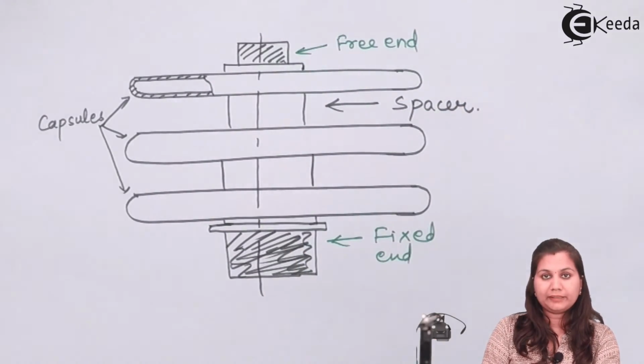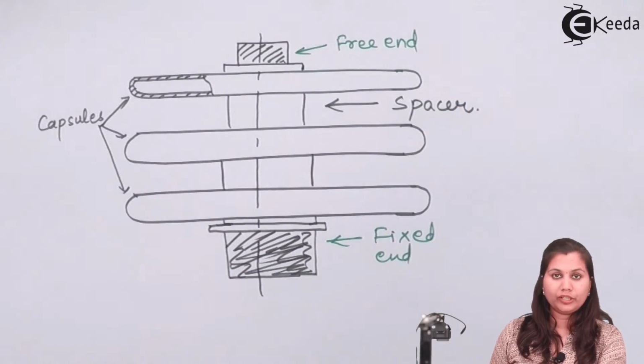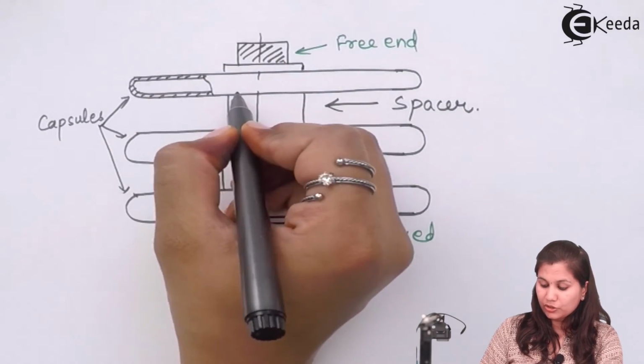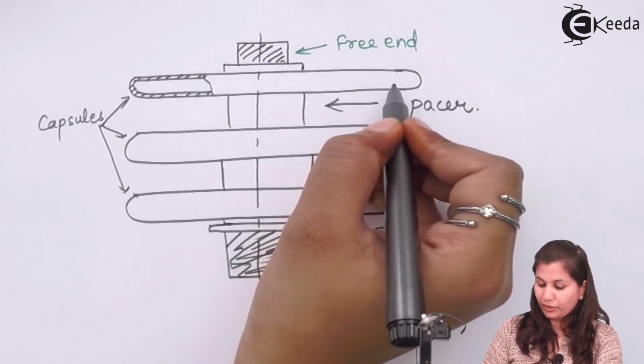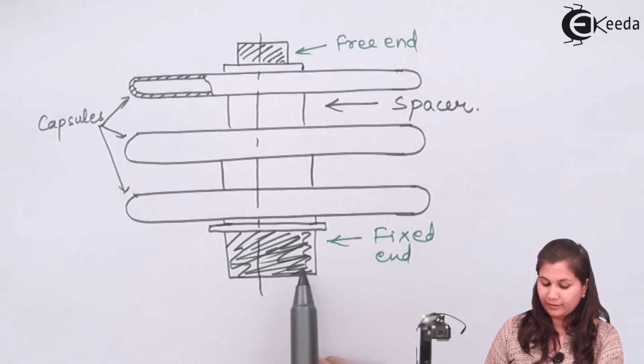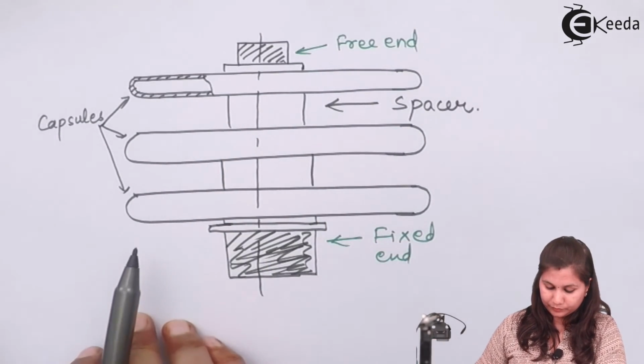So this is the diaphragm element, which consists of 3 capsules. These are the 3 capsules. You can see here each consists of 2 diaphragms which are joined together. This is the free end of the diaphragm element and this is the fixed end.